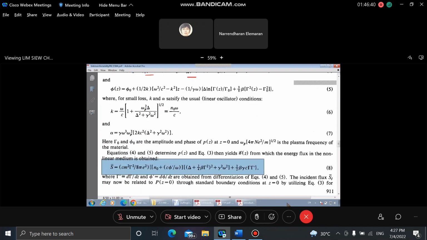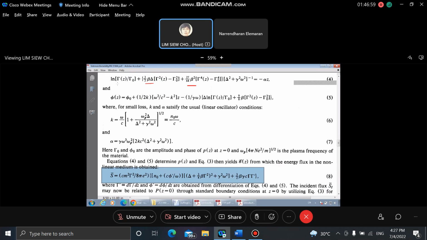Okay, the S. And of course, if you can work until here, you can derive your B and you can derive your S here. If you cannot, you also can use the results here to plot the graph.